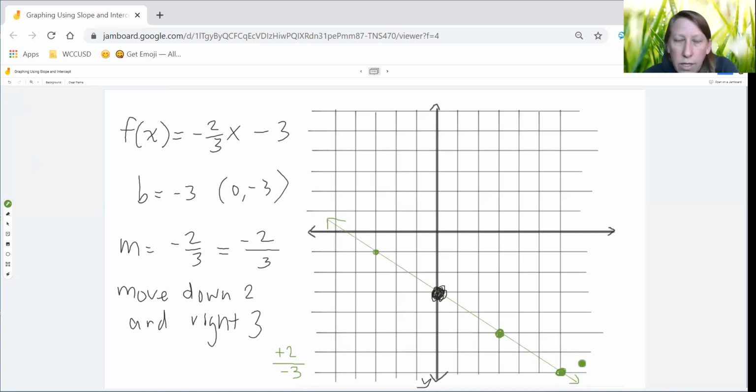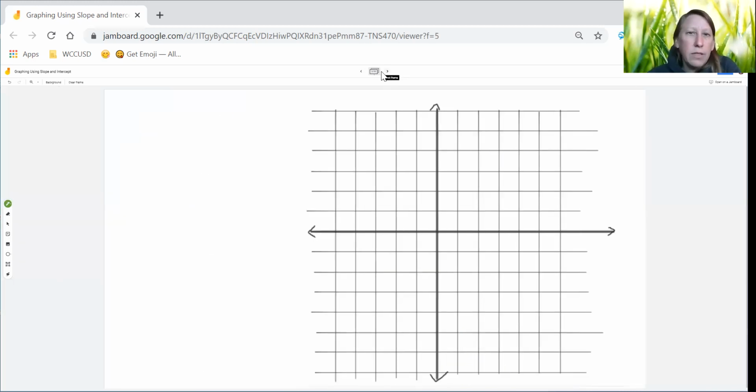If you really want, you can label this line f of x. And some teachers like you to write the whole equation. This is x, by the way. All right, let's do one more. That's how you graph. So begin, put the y-intercept, move, and you're done. Okay, let's do another one.